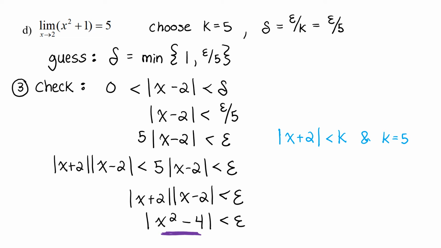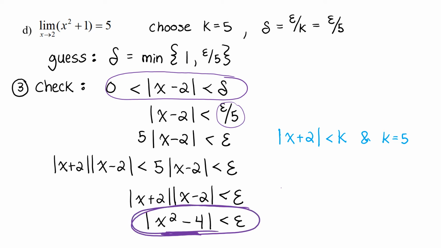So we've shown that if this is true, when we choose this epsilon over 5, or, if epsilon over 5 is bigger than 1, if we choose 1, then we get our absolute value of f of x minus L is less than epsilon. So we've proven our precise definition of a limit. So that means that, yes, in fact, the limit as x approaches 2 of x squared plus 1 is equal to 5.